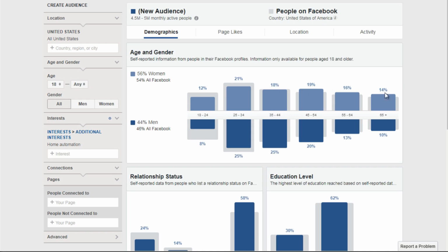Now we can see that the older it gets, 55 to about 65, they're not as interested. In 18 to 24, they're not as interested. So that gives us an idea of who we can target, but we want to get an idea of what their likes are, what their dislikes are, what their lifestyle is, and begin to paint a picture of who they look like.